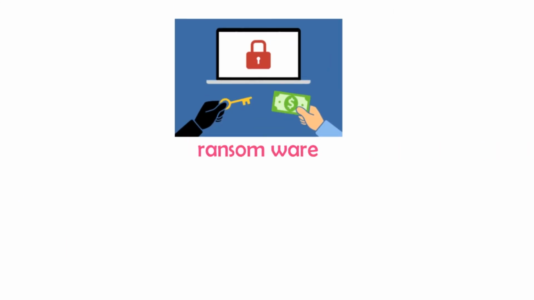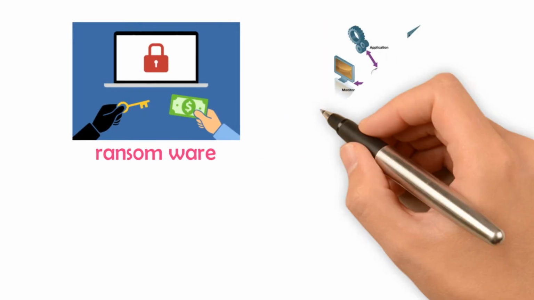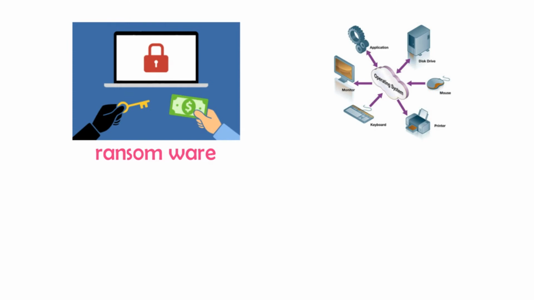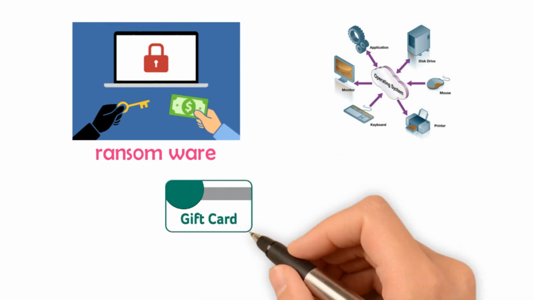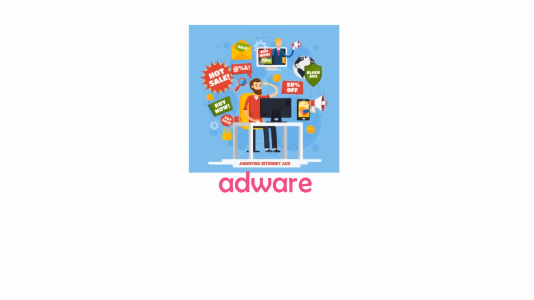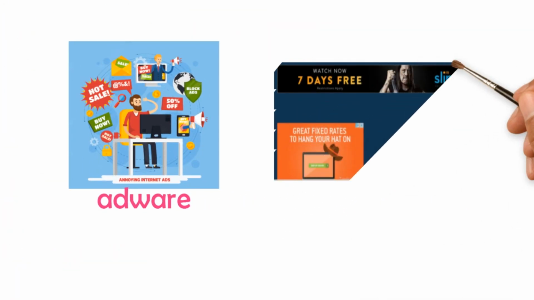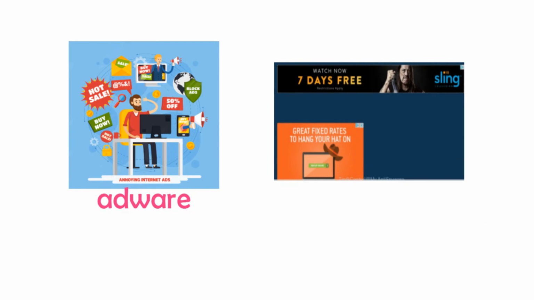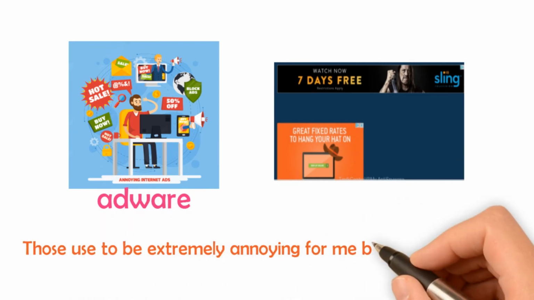And then there's ransomware. This malware is where a hacker hijacks your computer system and then instructs you to pay them in something like gift cards or bitcoins before they can release the hold on your machine. Then there's adware. The intention of adware is to present unwanted advertisements on your computer. Man, those were really annoying back in the mid-90s.